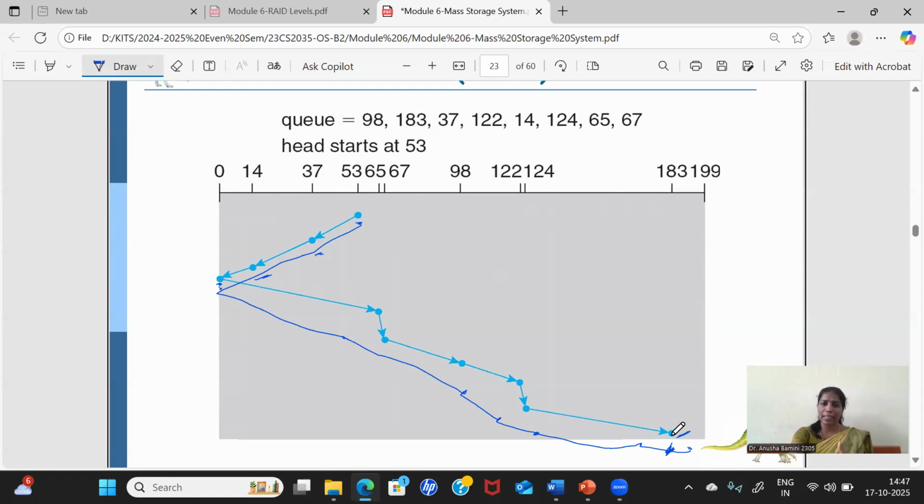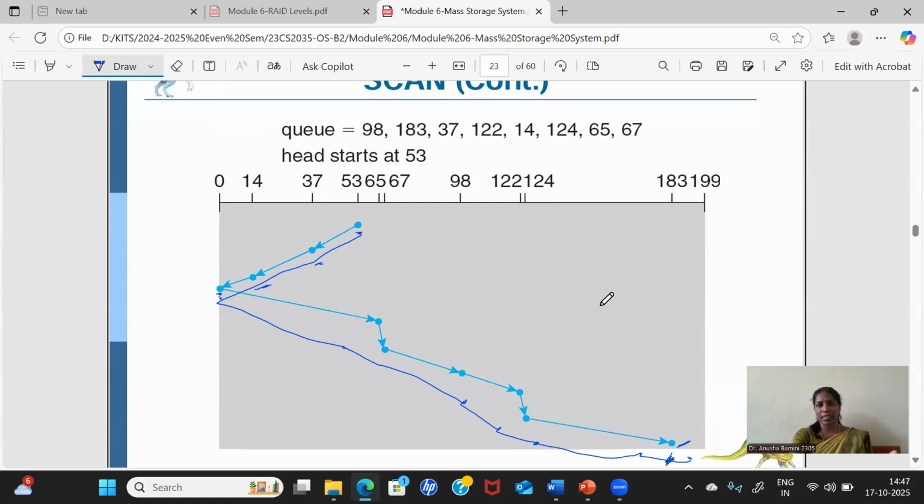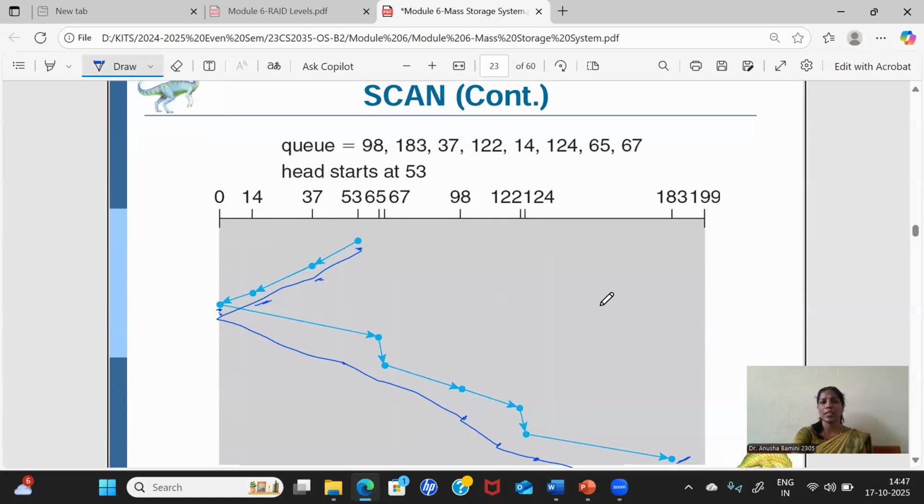So from this it is stopped. Here also you are again calculating the difference between each request and adding everything. You will get one answer. Like for this scan scheduling, you will get 208. So this 208 is the number of cylinders traversed. So this is the scan scheduling algorithm.